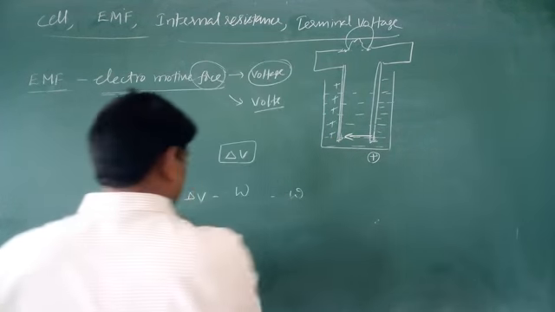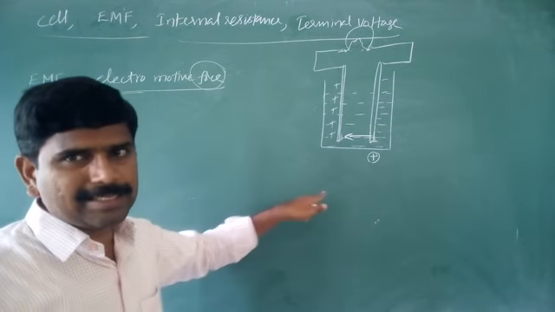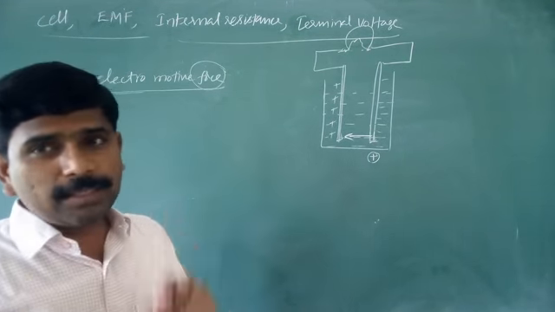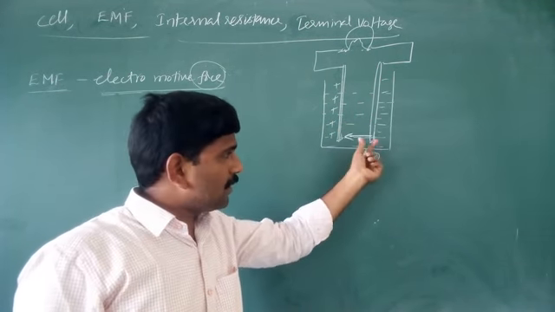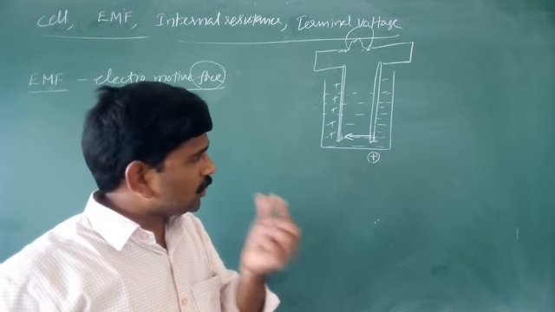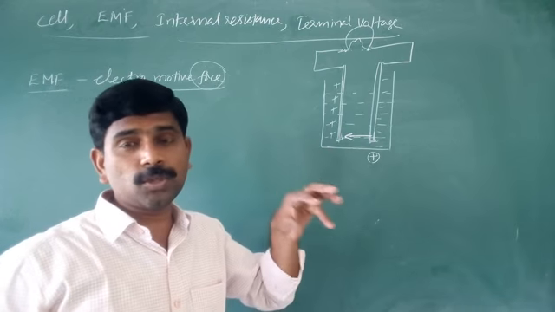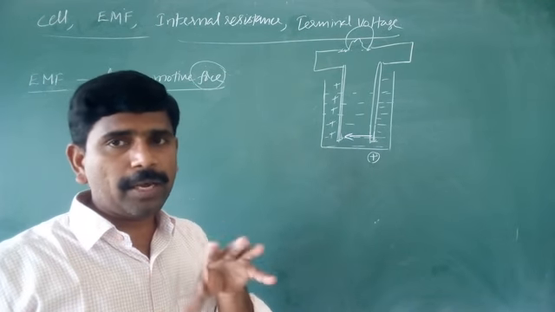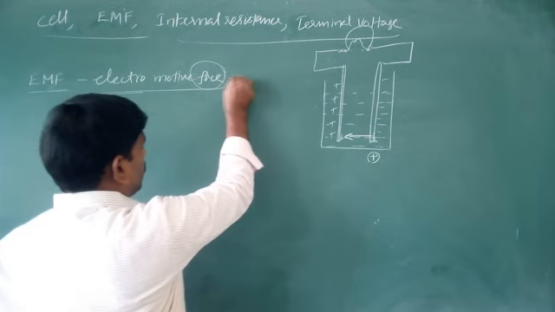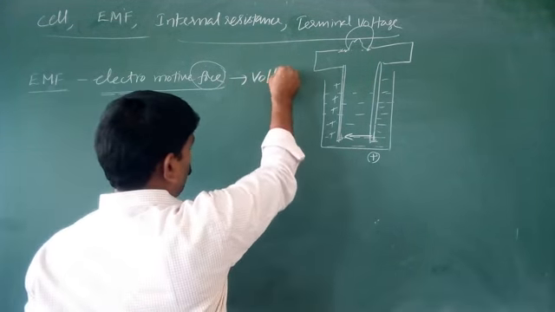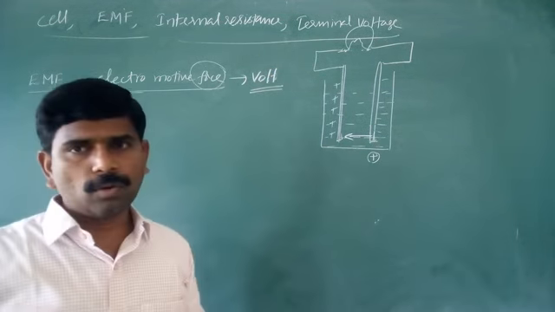It is the amount of work done to move the charge throughout the circuit, including the cell also. Actually, positive charges flow from high potential to low potential. But when the charge is moving from low potential to high potential, some work must be done. That is what we call EMF, electromotive force. What is the unit for electromotive force? It is volts.